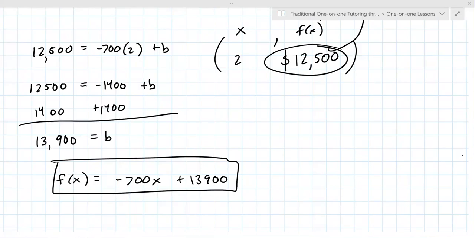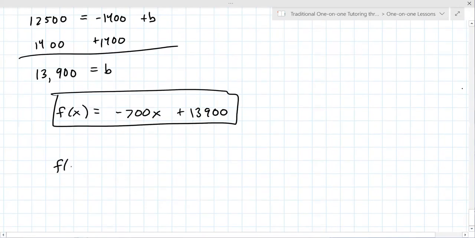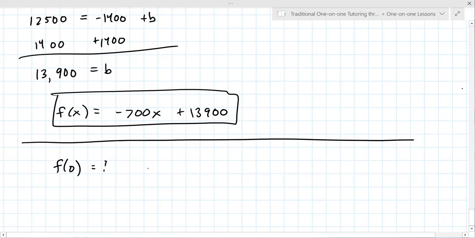Yes. Okay. Exactly. So now we need to figure out what is f of 0, and we have to interpret. All right. So 0 would obviously be no years. So then the car would just be 13,900. This is where you have to separate yourself from the math: that means that you just bought the car, or like the new price of the car is. If you had the car for 0 years, the value is $13,900, and the decrease is 0.